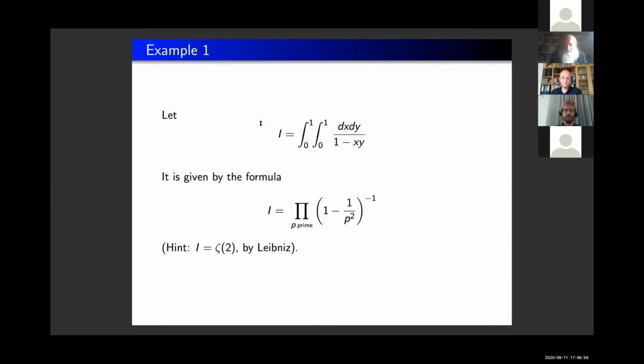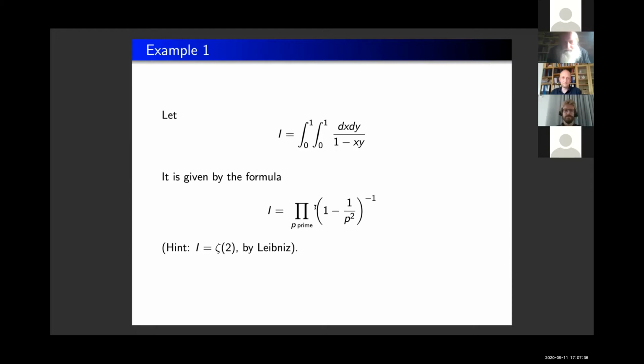So let me begin with a very classical example. Here's a period integral. Everything is very algebraic, from 0 to 1 of this 2 form. And it has a formula which is given by the product over all primes of (1 minus 1 over p squared) inverse. So that's what I mean by a formula for this integral. And I think we all know how to do this, and that's because the integral I is simply zeta 2, which is an easy exercise and was known by Leibniz in the 17th century.